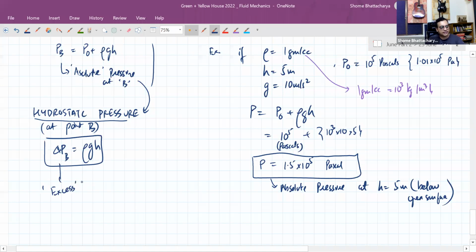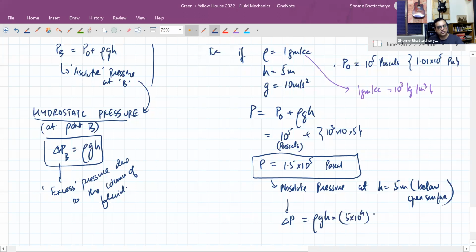Okay. So it is the excess pressure at a given point compared to the normal atmospheric pressure due to the column of liquid above. So here the hydrostatic pressure at that point would just be rho gh. So it would just be 5 into 10 raised power 4 pascals. So this would be the hydrostatic pressure.